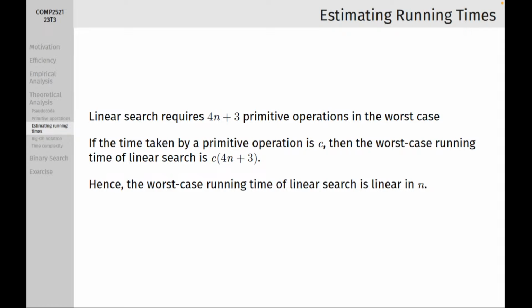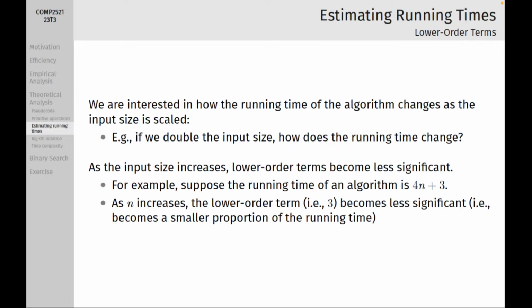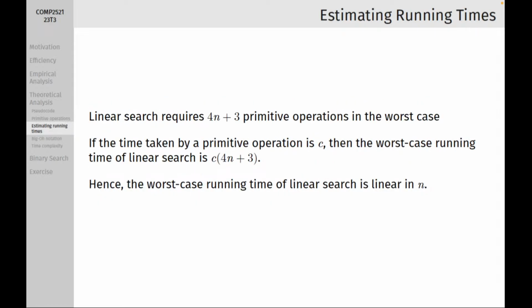So first of all, let's have a look at the lower order terms. In this expression, 4n plus 3, 4n is clearly the highest term, the largest term with the highest degree, and the lower order term is 3. In a bigger expression like n squared plus n plus 1, for example, n plus 1 would be the lower order terms.